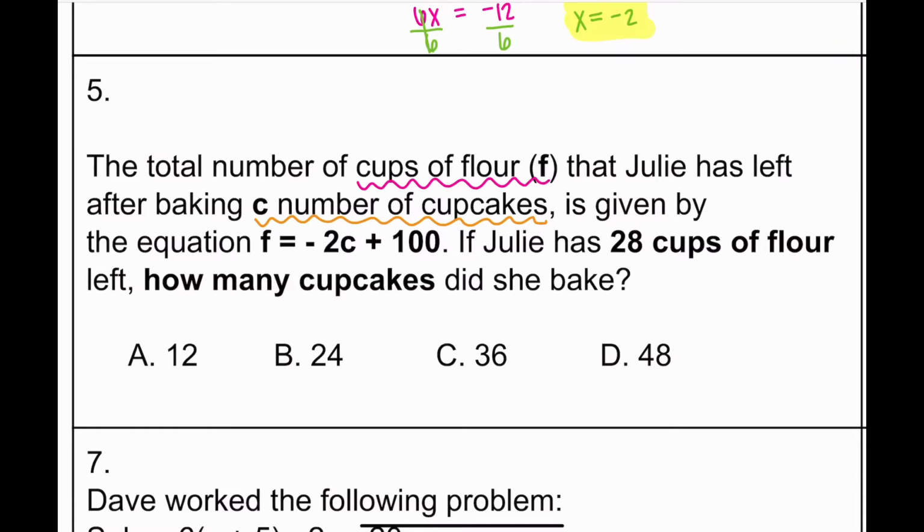If she has 28 cups of flour left, let's stop right there. Our equation is F equals negative 2C plus 100. Then we're told that she has 28 cups of flour left. Cups of flour is F. So 28 is F.